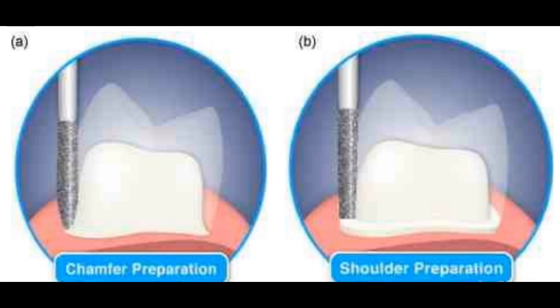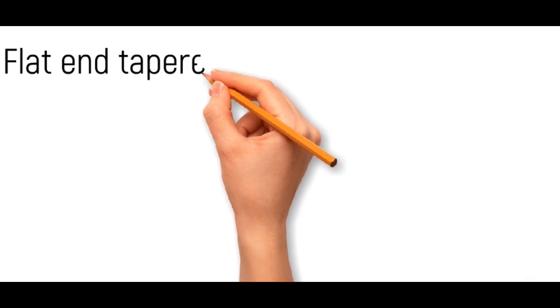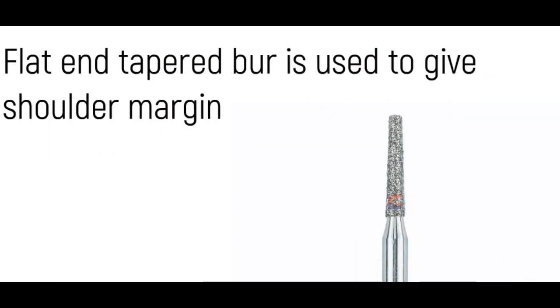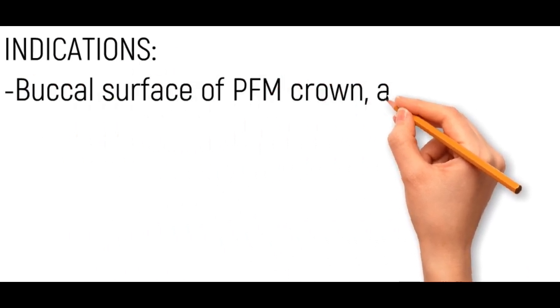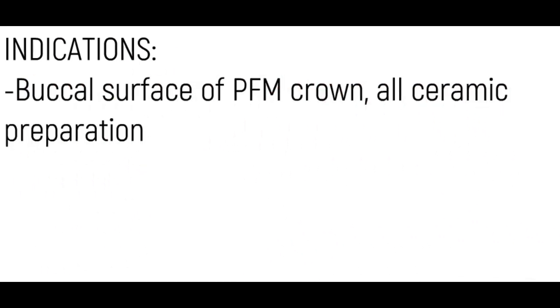Now in this picture you can appreciate the burrs that are being used for the preparation. For chamfer it is round end, and for shoulder it's a flat and tapered fissure burr. Here again you can see a picture of flat and tapered fissure burr used for the shoulder margin, and the indication is buccal surface of PFM crown and all ceramic preparations.